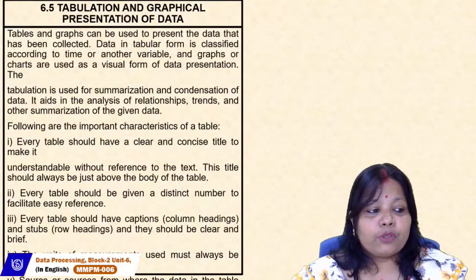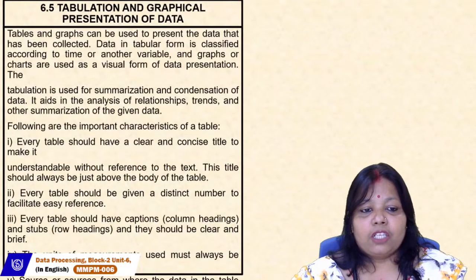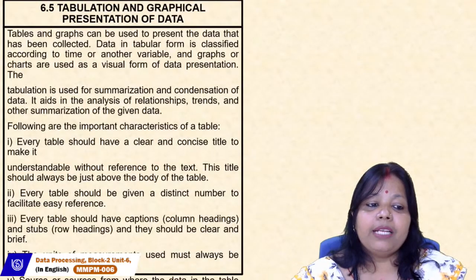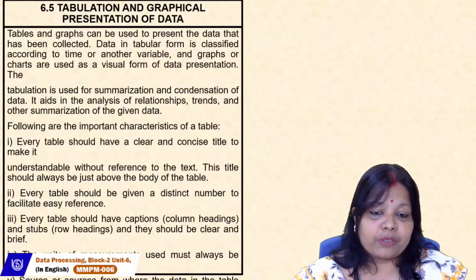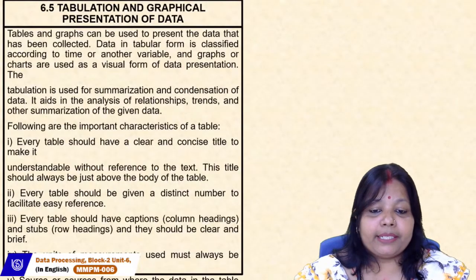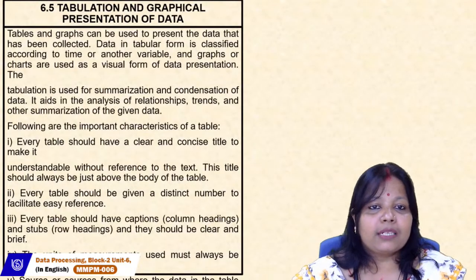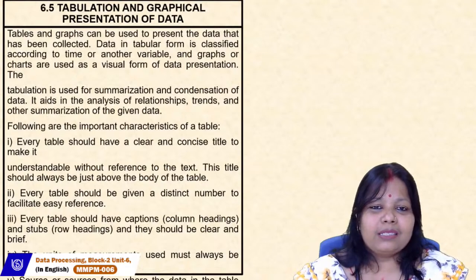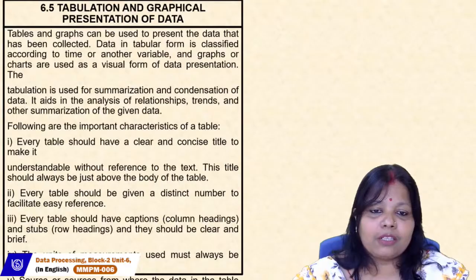Second, every table should be given a distinct number to facilitate easy reference. From where we have prepared that table, we have to give the reference. Then the third one is that every table should have a caption, meaning column heading. As we know, a table contains a few rows and columns. So what is the meaning of this column? What does this column stand for? For whom is it designed? All these things are mentioned on the top of the column.